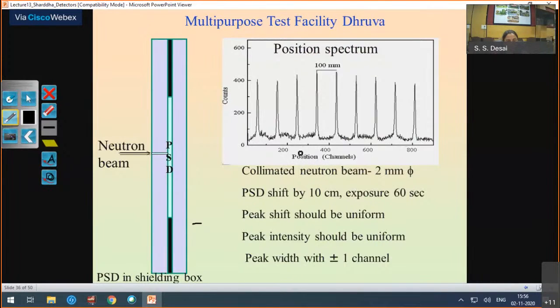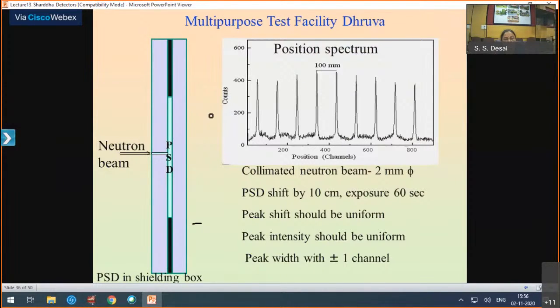So once the detector is made, a position sensitive detector, it should be characterized using a fine neutron beam at a multipurpose test facility before it is mounted on the actual neutron spectrometer. As we have seen in the simple detector, we need sensitivity, detection efficiency, and other properties. Along with those, for a position sensitive detector, every shifting of the position should shift the peak by the same number of channels, which reflect the 2 theta position.